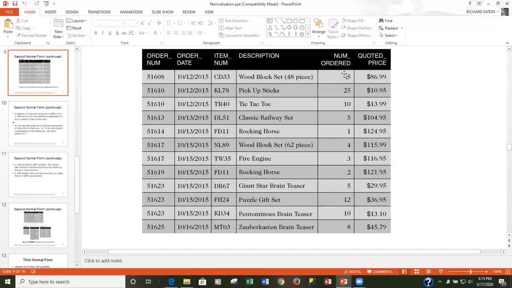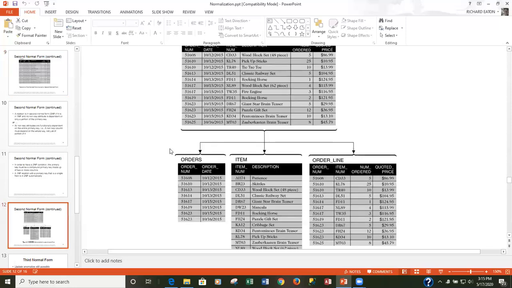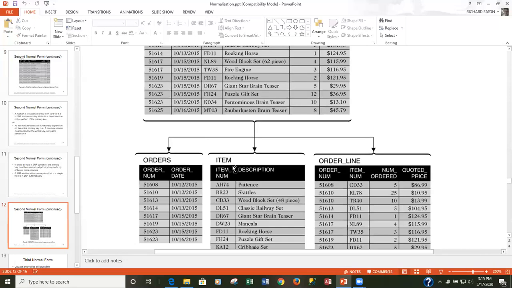But these last two columns, the number ordered and quoted price, those two columns are fully dependent on the entire primary key. I would have to know both the order number and the item number to determine the number ordered and the quoted price. And so these last two columns are not a problem. This is a problem here, the description, and the order date is a problem. And the solution is really to put these two columns in different tables. And so here's what that would look like.